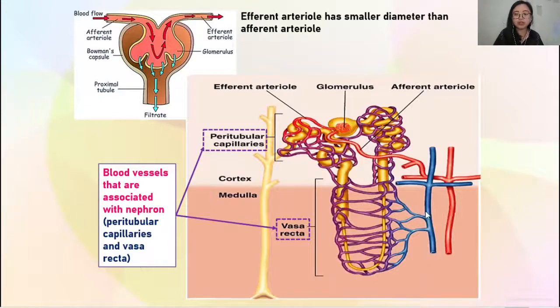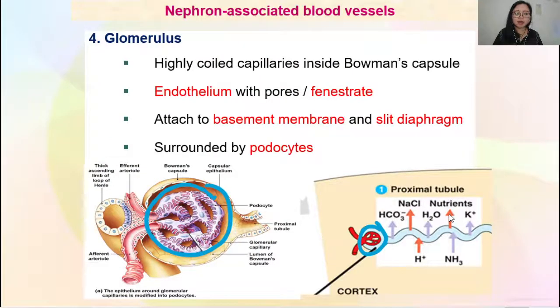All of this will drain and go into the vein later. Okay, one more thing we forgot to mention just now is the glomerulus. Glomerulus is the highly coiled capillaries inside the Bowman's capsule. It is endothelium cells with pores, or it is called fenestra. Fenestrate. And they will attach to the basement membrane and slit diaphragm. The cells in the glomerulus will be surrounded by podocytes, which are small cells that kind of help this later.